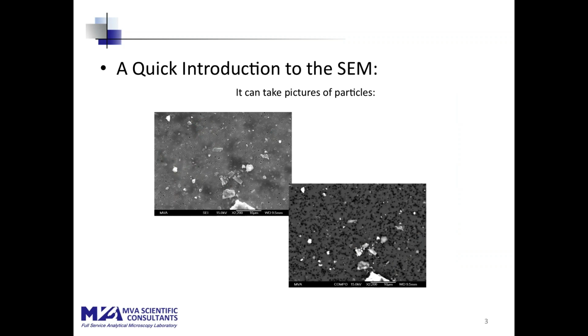So one of the things you do with it is take pictures. These are pictures of particles. There are two imaging modes that are commonly used, and you see them both here. On the left is what's called a secondary electron image, and on the right, a backscattered electron image. These are the same fields of view. The secondary electron image is formed from electrons that are given off by the sample under electron bombardment. The backscattered electron image is formed, as you might infer, from electrons that bounce off the sample. So the two different imaging modes highlight two different things.